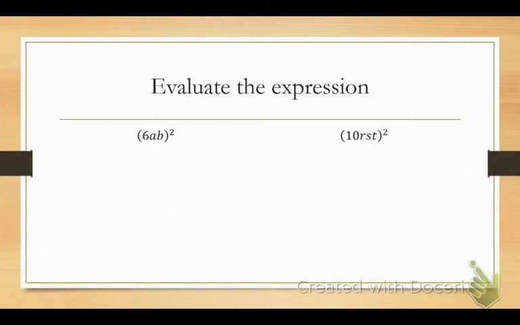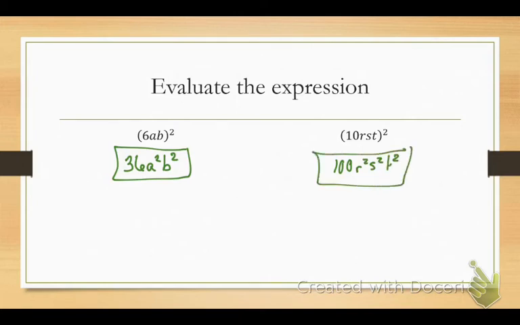Okay, 6ab squared. Who got it? Kaylee, did you get that one? All right, what'd you get? Perfect. She raised every term to the second power. No dots and no spaces in between the terms. Just like that. 36a squared b squared. All right, what about the next one? Anyone? William? 100 r squared, s squared, and b squared. Perfect. We just raise every single term to the second power.